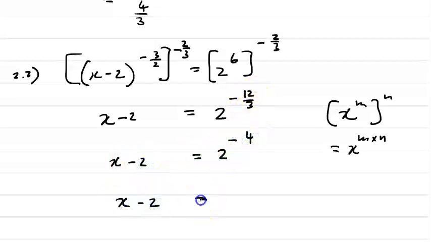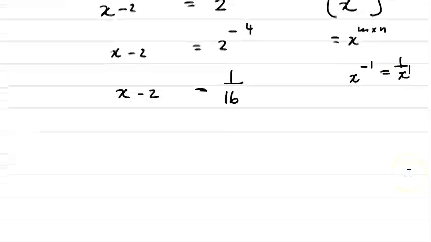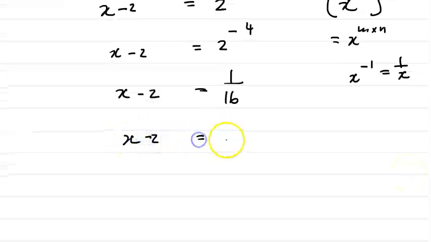x minus 2 equals 2 to the minus 4, which is 1 over 2 to the 4, which is 1 over 16. Remember this rule here, x to the minus 1 equals 1 over x. So now if we simplify further, we're going to have x minus 2 equals 1 over 16. Let's simplify further. So we'll say x equals 1 over 16.